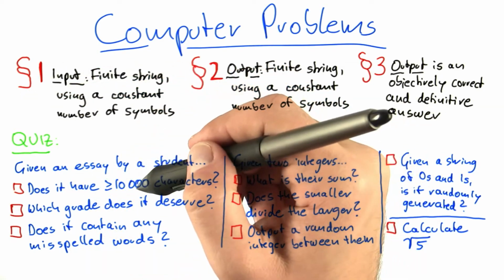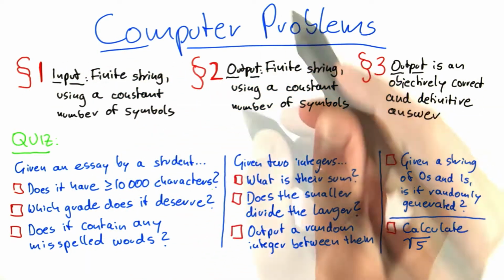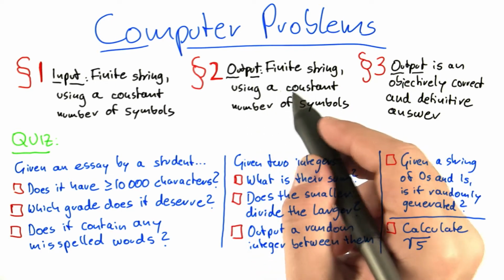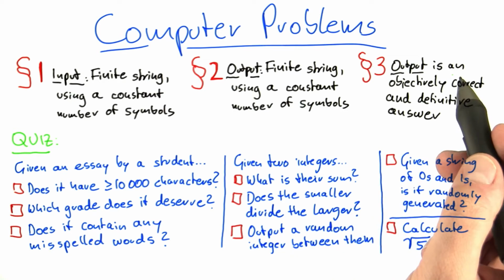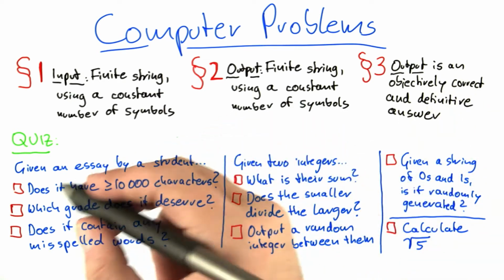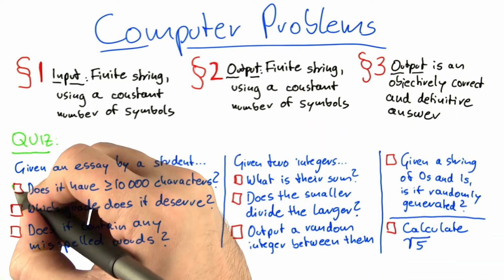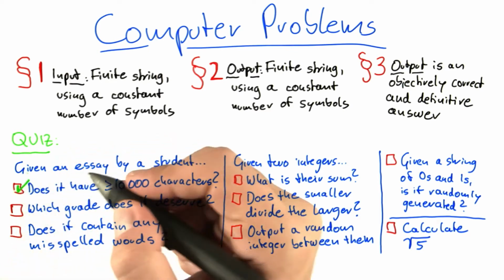Does that essay have at least 10,000 characters? Well, the output is saying either yes or no, so that is easily fulfillable. And of course, the answer here is also objectively correct. You can easily count the number of characters and say, yes, it's at least 10,000 or no, it's not. So this is definitely a computer problem.